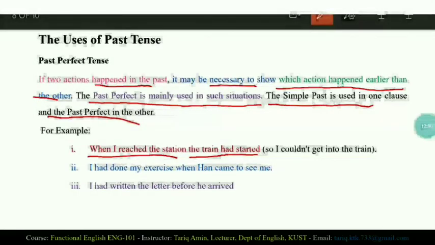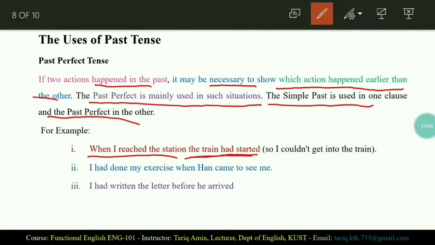There are two clauses in this example. The first one is when I reached the station. It represents one action, whereas in the second clause, the train had started, it represents the other action. The train had started is an action that happened earlier than the second action, that is, when I reached the station. When I reached the station is an action that happened after the earlier action, that is, the train had started.